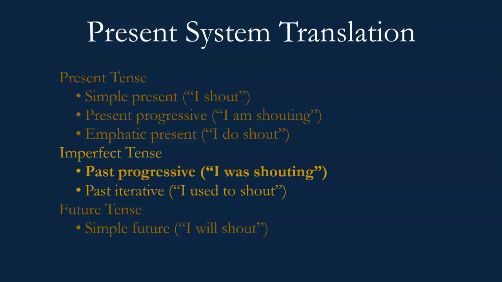The second way to translate the imperfect tense is the past iterative. Iterative just means repeated over and over. For the past iterative, we use used to. I used to blank, you used to blank, he, she, it used to blank. We used to blank, y'all used to blank, they used to blank. The past iterative translation of habebant is they used to have.